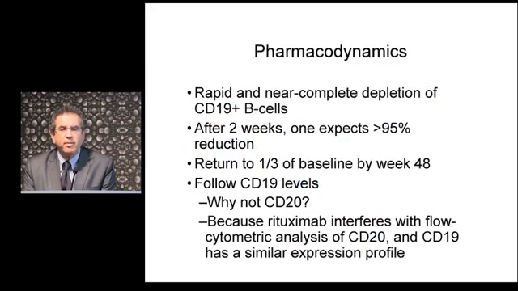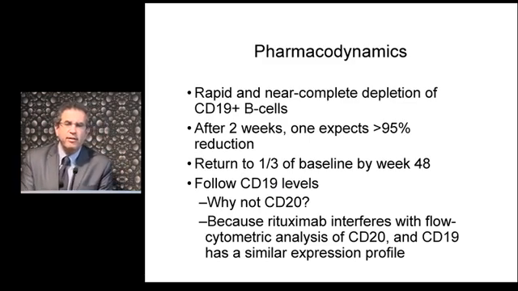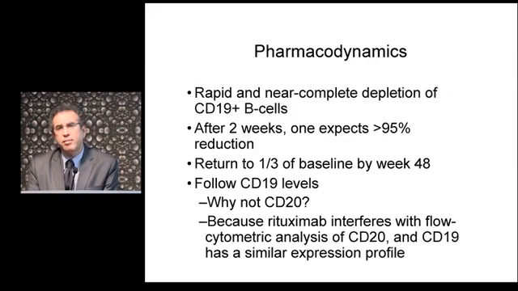The pharmacodynamics of anti-CD20 show near depletion of the CD19 positive B cells. CD19 and CD20 are both expressed on B cells, so we have to use CD19 to identify them because the monoclonal will mask CD20. After 2 weeks, there's approximately a 95% reduction of the B cells, which returns to about 1/3 of baseline by week 48. So that is why we use CD19 and not CD20.